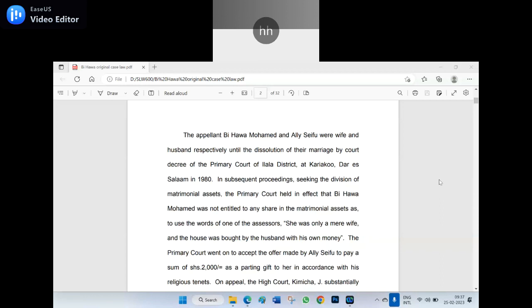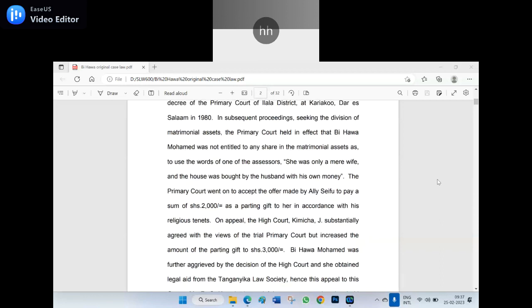You say she contended that her contribution is nil because everything was purchased by the husband. You need not write everything. Just read it and write. She was only a mere wife, and so on. And Ali Saif was to pay a sum of rupees 2,000 as a parting gift to her in accordance with his religious tenets. Appeal to the High Court.